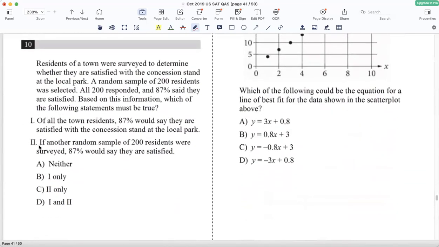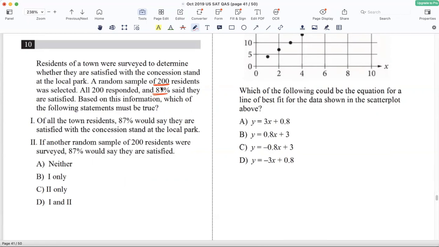The residents of a town were surveyed to determine whether they are satisfied with the concession stand at the local park. A random sample of 200 residents was selected. All 200 responded and 87% said that they are satisfied. Based on this information, which of the following statements must be true? Okay, so we had a sample of 200 people of whom 87% said that they were satisfied.